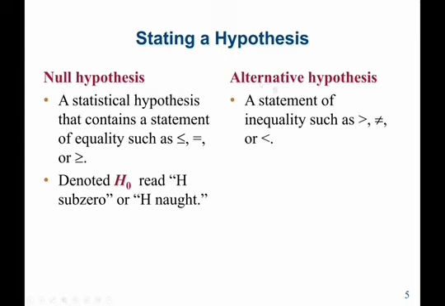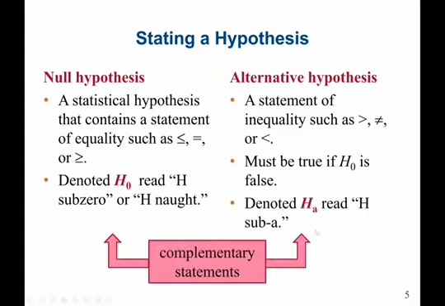Now, the next one will be the alternative hypothesis. So the alternative hypothesis will always go against the null hypothesis. Again, the null hypothesis is our claim. So the alternative hypothesis can have a statement of inequality, such as greater than, not equal, or less than. And it must be true if H0 is false. And also we normally use the symbol HA, or we can read it as H sub A.